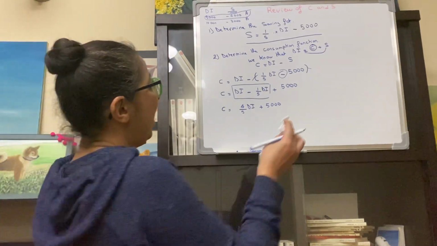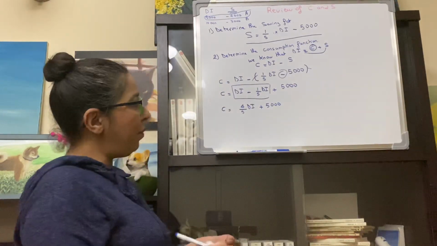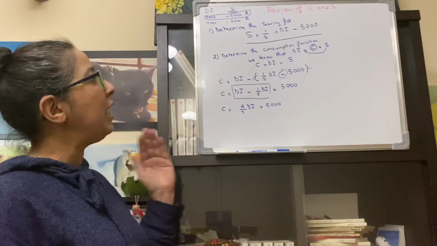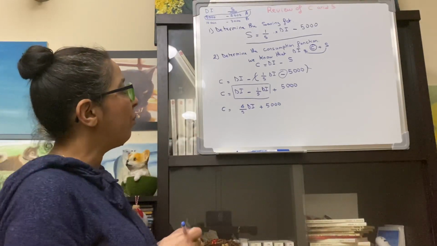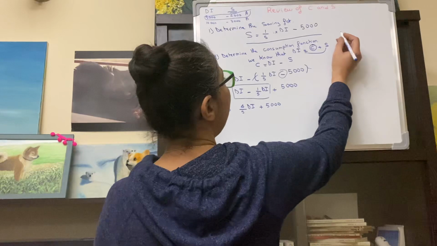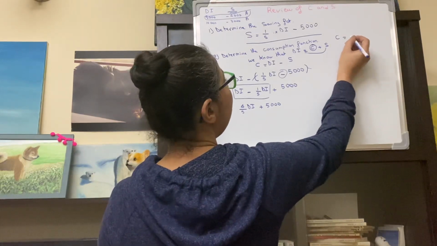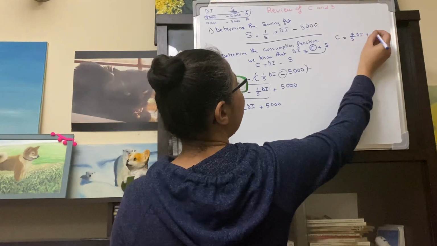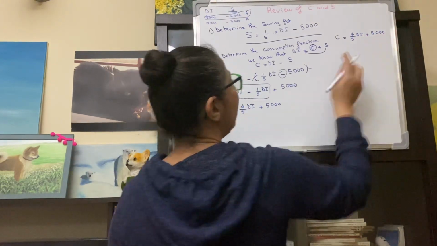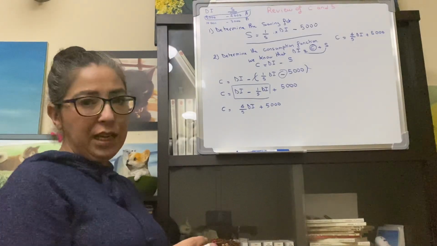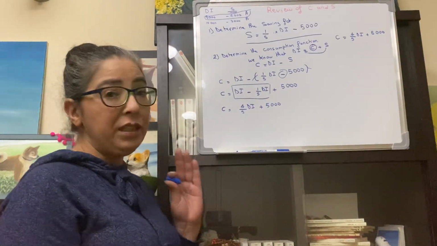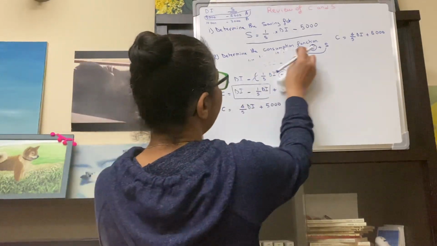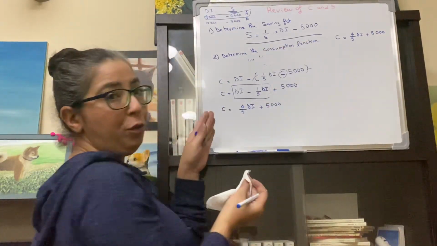So I used this method. I'm pausing for you to take notes. Now I'm going to use the other one. I'm going to write the result here: C is equal to 4 over 5 DI plus 5,000. And then use the other method. It has to be the same result. So I hope you took this down.